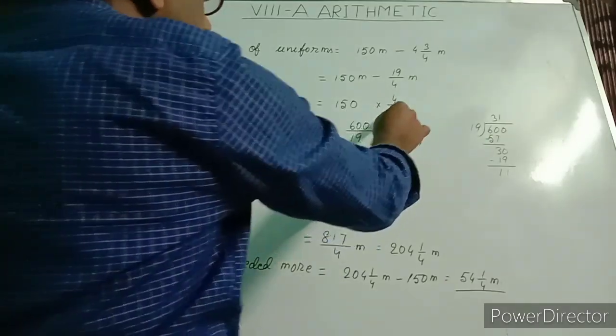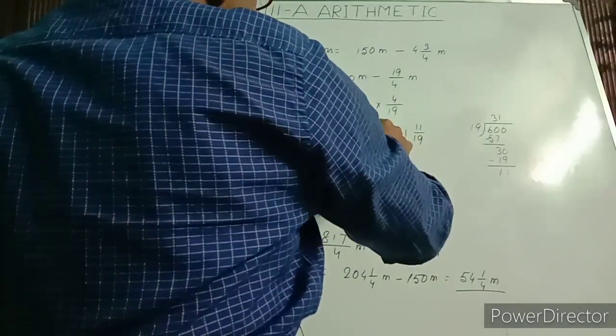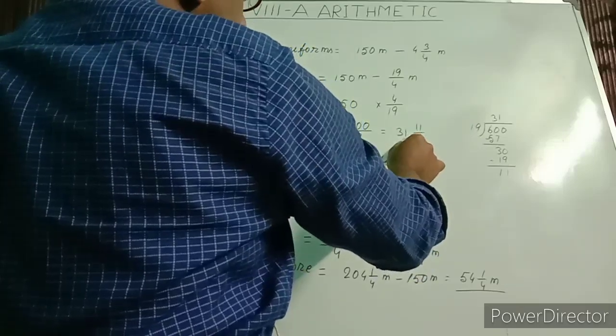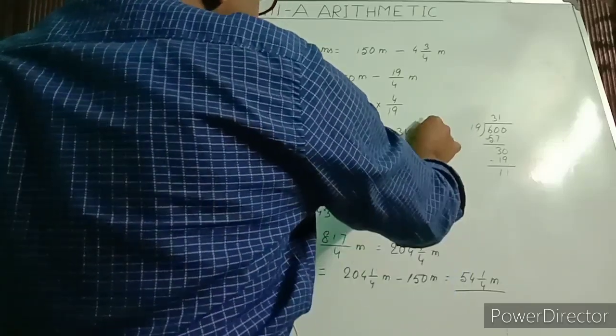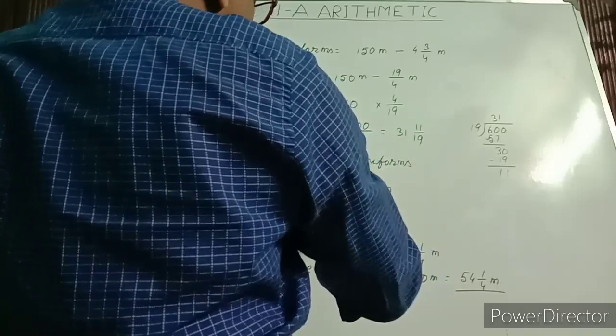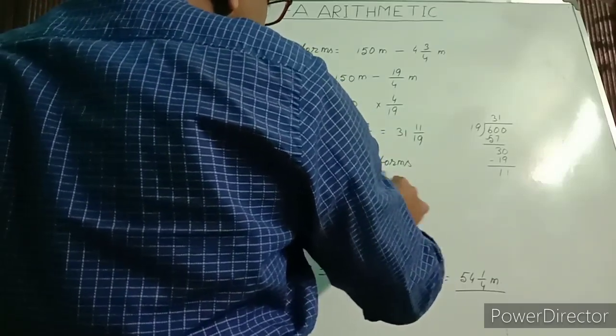So 150 into 4 by 19 became 600 by 19, that is equal to 31 and 11 by 19. So this fractional part should be avoided. So completely he can prepare 31 uniforms.